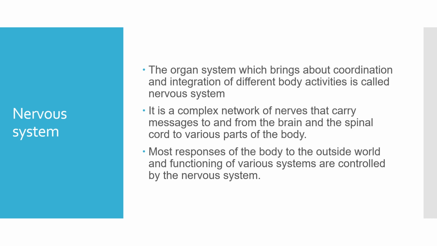First we should know what the nervous system is. We have studied the endocrine system, circulatory system and all. So this is also an organ system. This organ system which brings about coordination and integration, helping you to coordinate and integrate the different body activities, is called the nervous system.